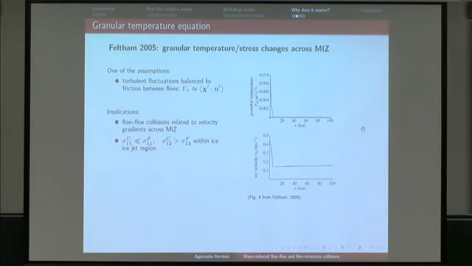So one of the assumptions was that on longer timescales, the turbulent fluctuations within the ice are balanced predominantly by friction between ice floes. And one of the implications was that the collision-related part was only related to the velocity gradients across the marginal ice zone, which is definitely not the case that we are discussing right now.